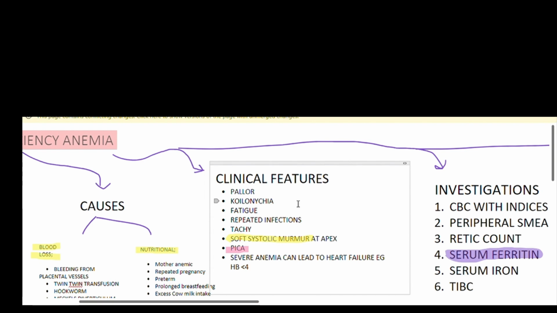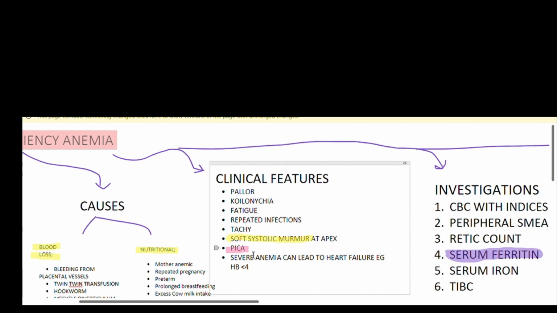The second sign is koilonychia. What happens in iron deficiency anemia is there is spooning of nails, termed koilonychia. There is easy fatigability in patients with iron deficiency anemia, and repeated infections, tachycardia, that is increased heart rate. A soft systolic murmur is felt at the apex of such patients.